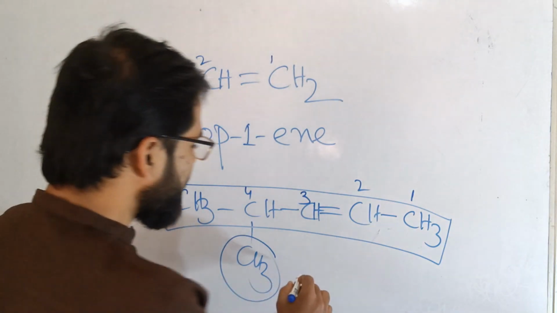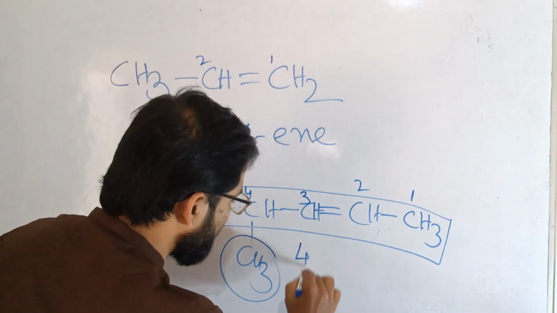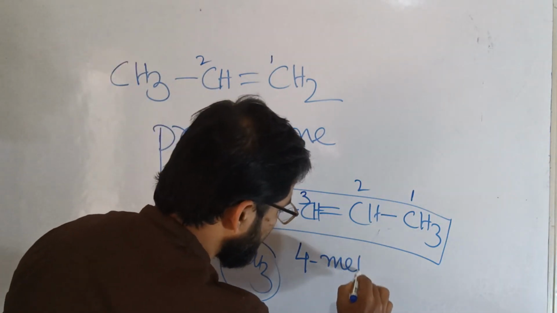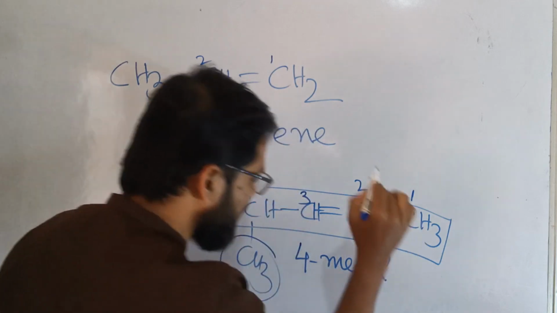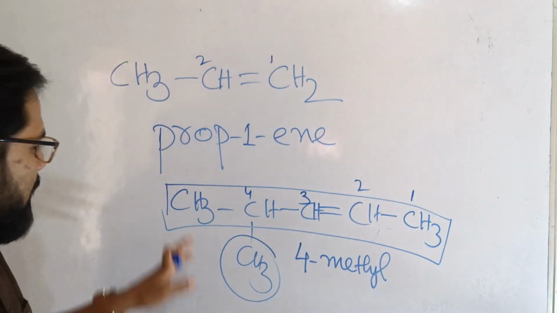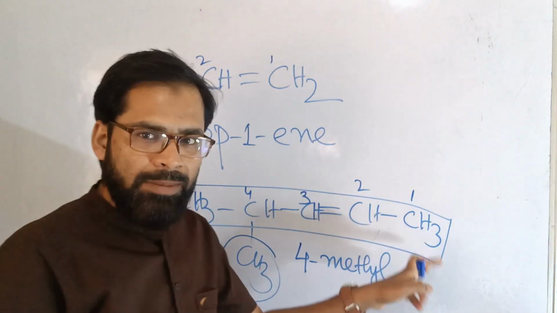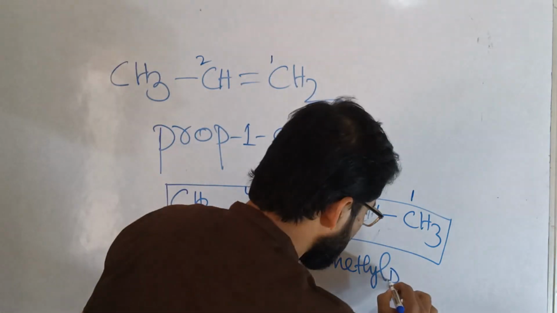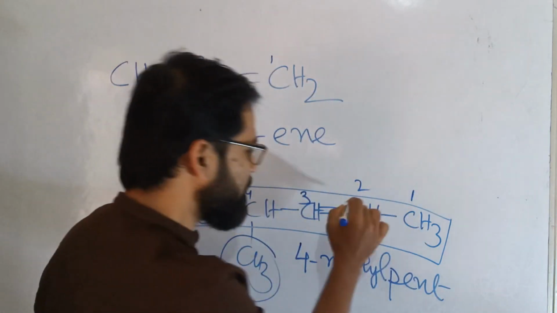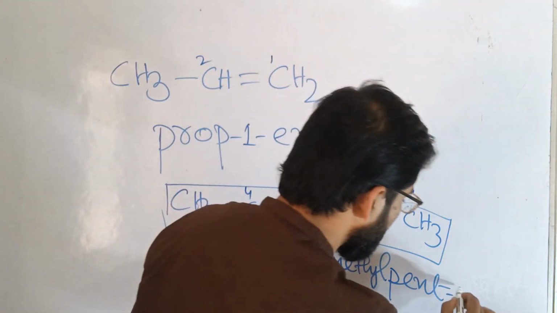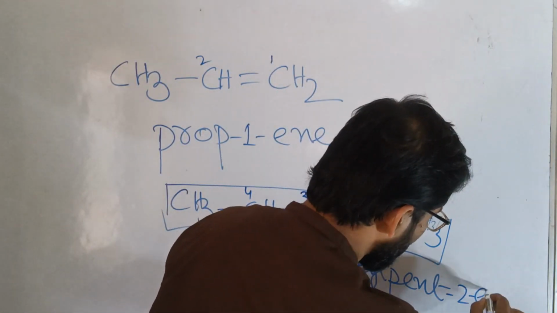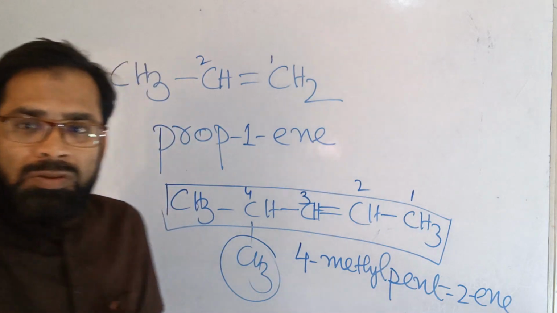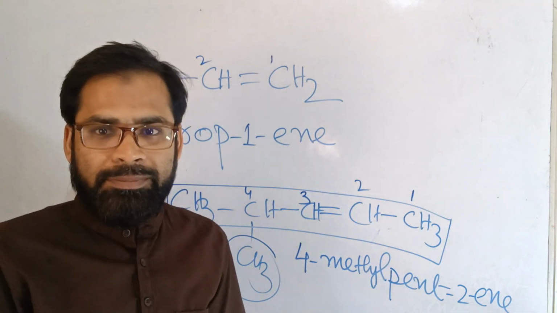So this one acts as a substituent or branching. So what will be the name? 4-methyl, 1, 2, 3, 4, 5, pent. Which position? Second position. Pent-2-ene. That way we have to write the name.